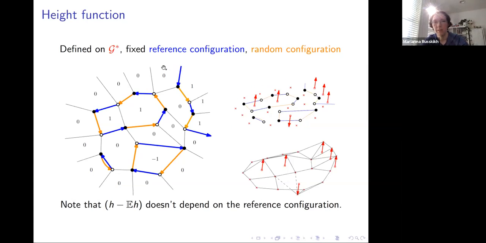Note that the fluctuations of the height function do not depend on the choice of the reference configuration. However, the height function itself, of course, depends on the choice of the reference configuration, but today we're interested in fluctuations only. So the fluctuations of the height function don't depend on the choice of a fixed reference configuration. And the fluctuations of the height function are conjectured to converge to the Gaussian free field in some conformal structure.